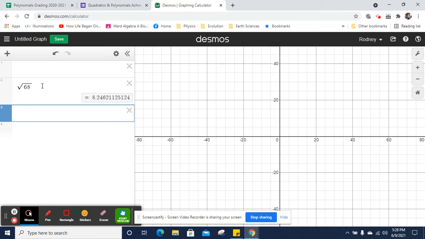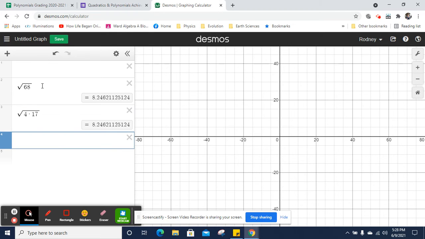You might work it out that it's even, and then if you divide it by 2, you'll get 34, and that's also even, so that means you have a multiple of 4. So 4 times 17 is 68. So the square root of 4 times 17 can be expressed as the square root of 4 times the square root of 17.